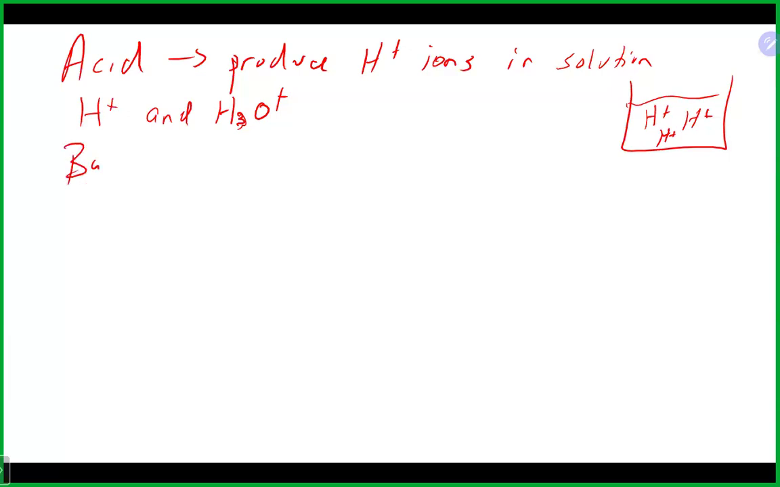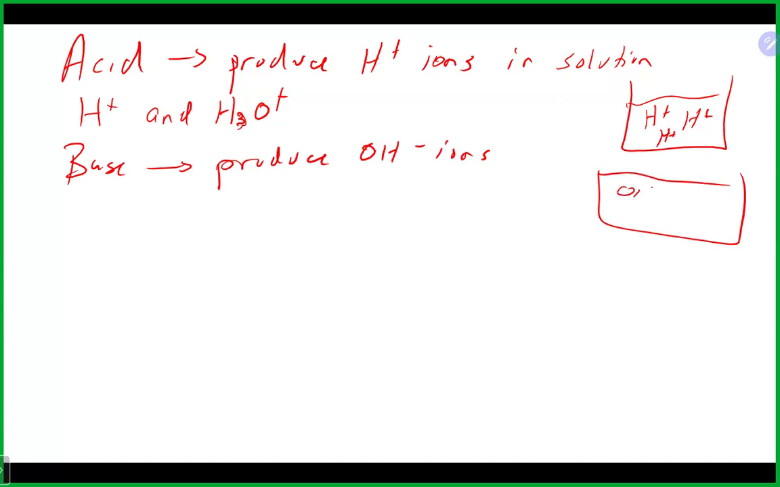A base, on the other hand, is something that can produce free OH- ions. Same idea in the solution, being able to release or create these freely floating OH- concentrations. And as we touched upon last time, the ratio of the amount of free H+ in the solution to OH- will determine whether a solution is going to be acidic, basic, or neutral, depending on which one is larger.